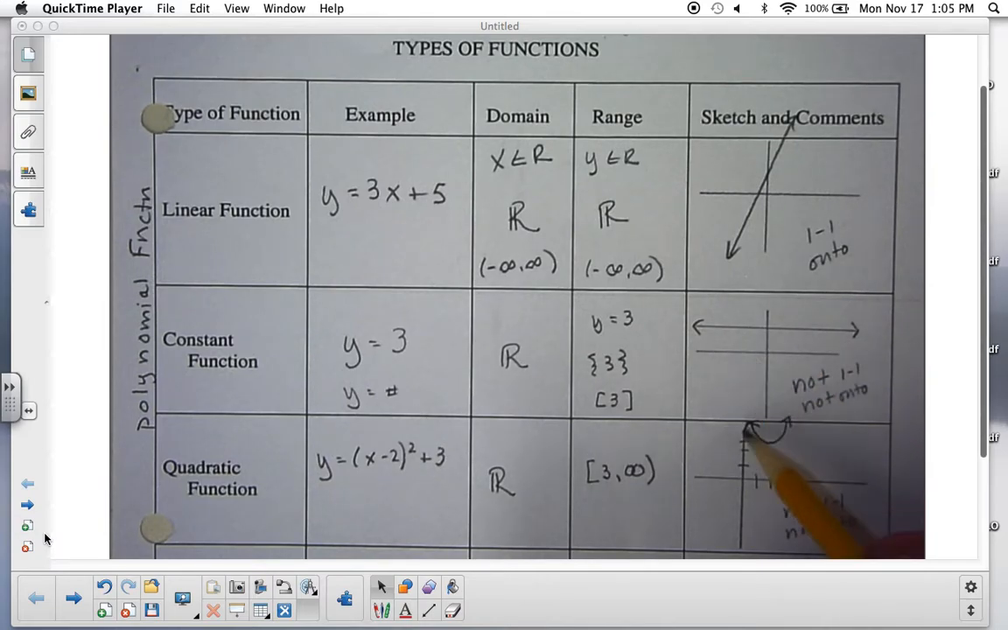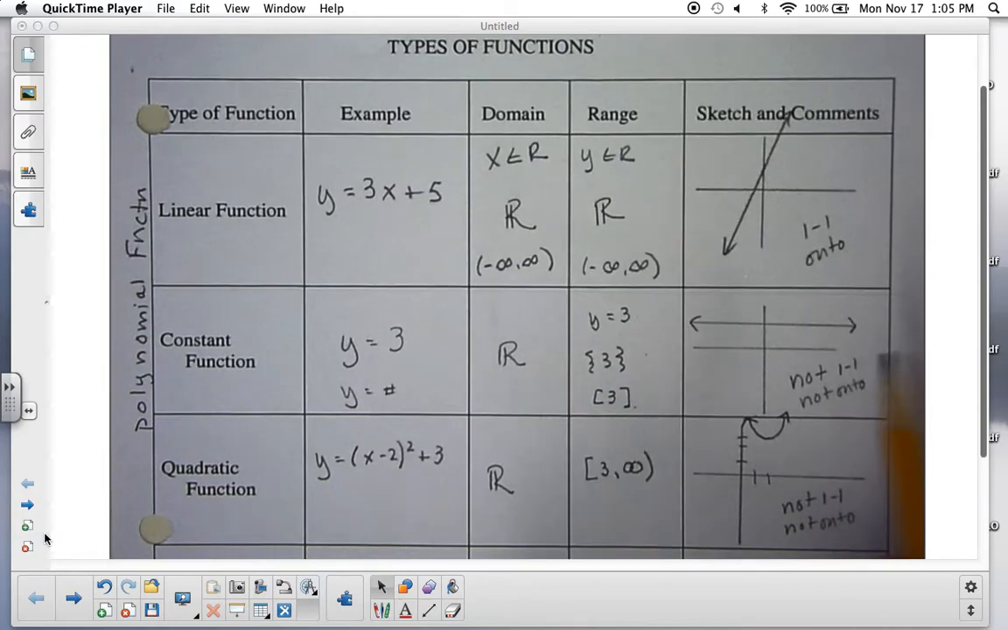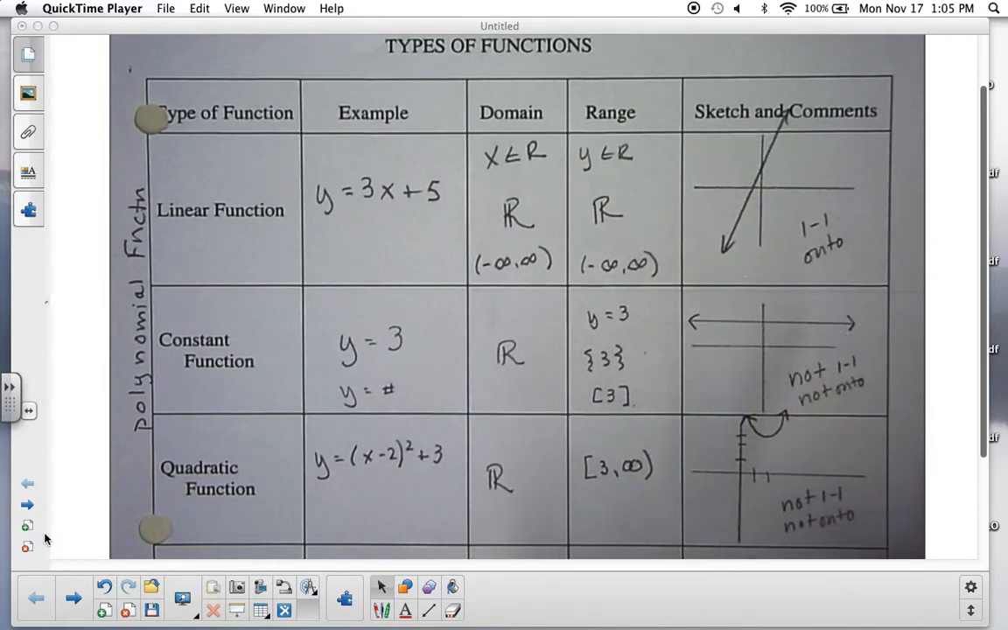There are no y values down here or up here. So any of these ways, you could write y equals 3, or you can write it like this or like this. And of course, this is not a one-to-one function because it would fail the horizontal line test. It's not onto because there are y's both above and below the line that are not utilized.